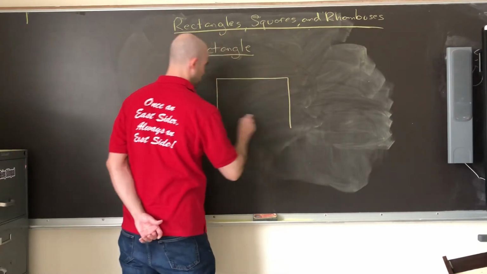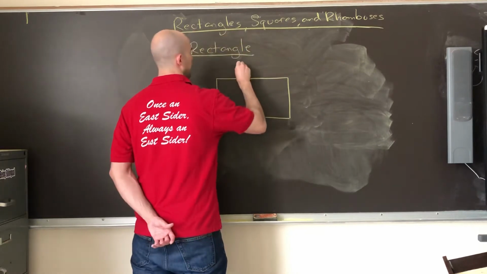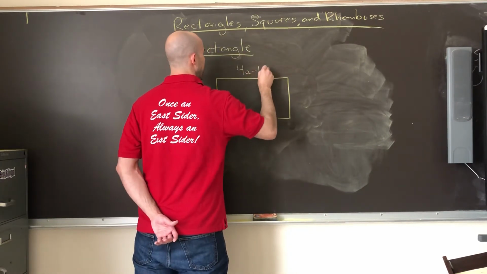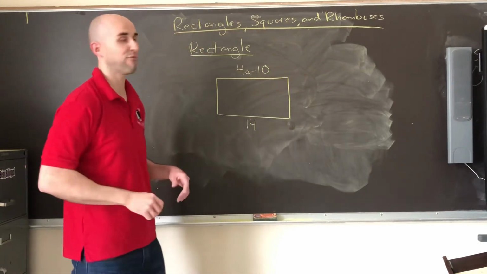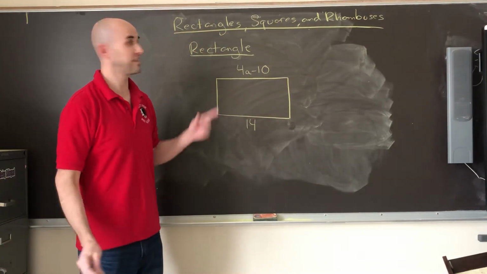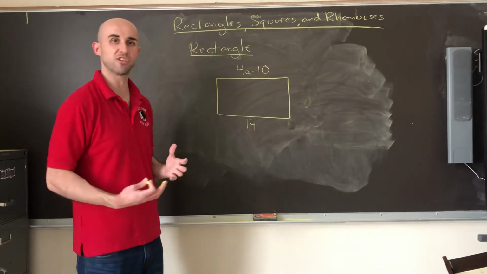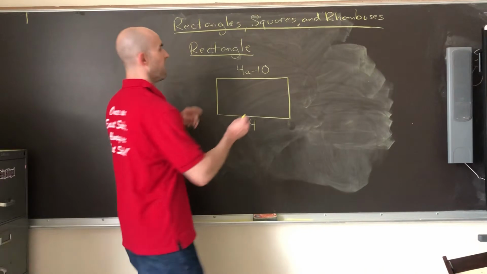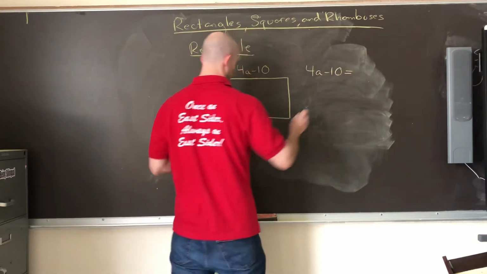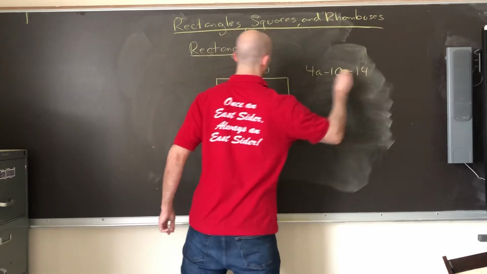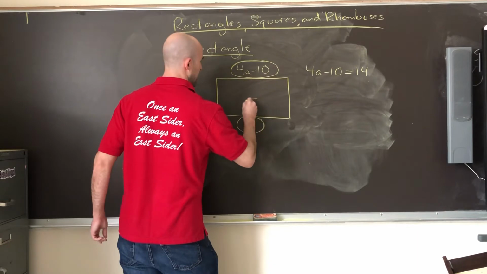All I'm going to want you to do is end up solving for a variable, right? So I'm going to tell you that this side here is 4a minus 10, and that the bottom side is 14. We want to solve for a, and it's a rectangle. So since it's a rectangle, we know that the top side and the bottom side are equal to each other. If they're equal, we can write that out: 4a minus 10 equals 14. Because again, the side on the top and the side on the bottom are congruent.